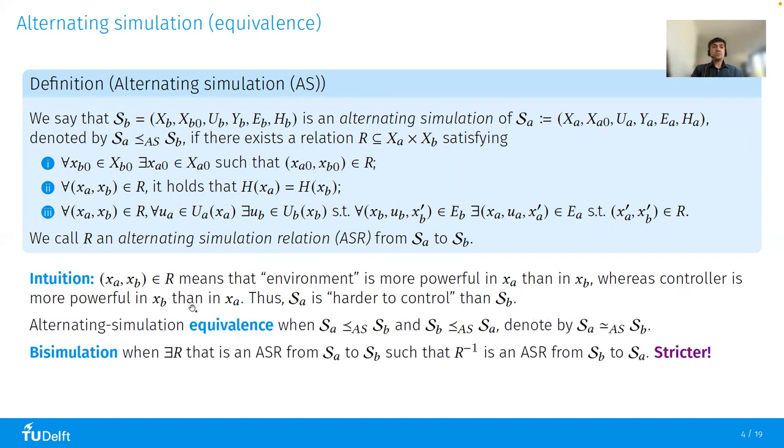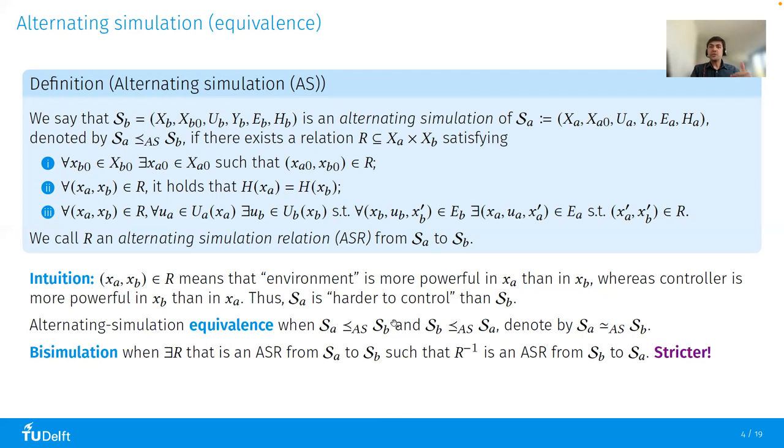We call it alternating simulation equivalence when SA is smaller or equal than SB, and SB is smaller or equal than SA. This is the notation we use. Bisimulation is stronger, in that we need a relation R that is an ASR from SA to SB, while R minus 1, its inverse, is an ASR from SB to SA. It's clearly stricter because in the equivalence case, we can have different relations in each direction that are not necessarily the inverse of each other.